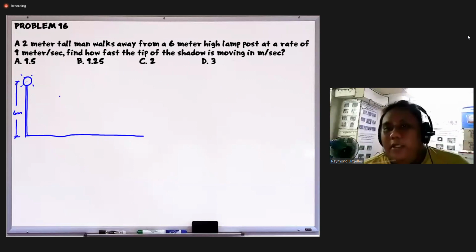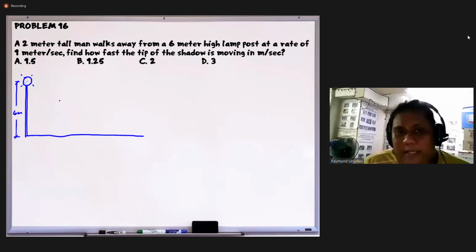Then we have a man. So assume natin na yung man nag-start din dito sa position ng lamppost. So this is the man. So doon din siya mag-start, let's say, sa position ng lamppost natin. Therefore, dito natin i-consider yung pinaka-reference natin. So let's consider this, for example, as x is equal to 0. So yun yung position nila before sila mag-start gumalaw.